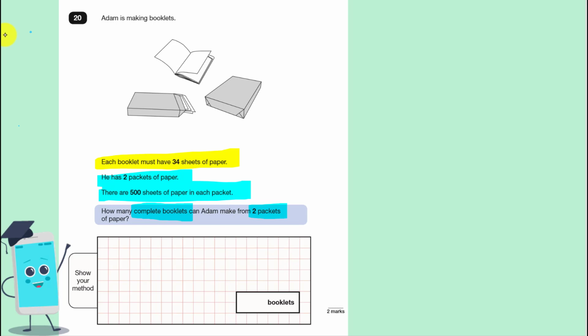So I'm going to go straight to my 2 packets. Well, my 2 packets of paper, there's 500 sheets of paper in each packet. So the first thing I'm going to do is to start. I know that I'm going to have to do lots of calculating.